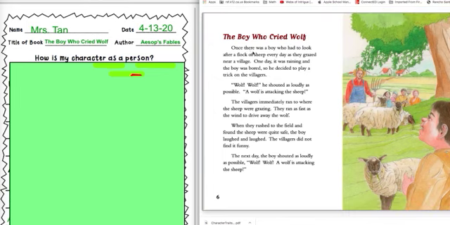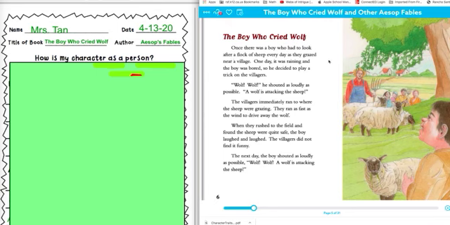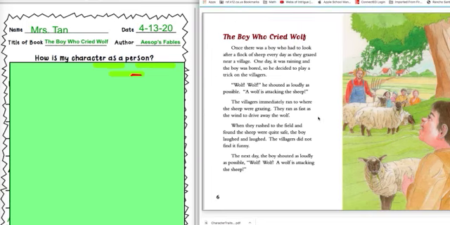Once there was a boy who had to look after a flock of sheep every day as they grazed near a village. One day, as it was raining and the boy was bored, he decided to play a trick on the villagers. "Woof, woof!" he shouted as loudly as possible. "A wolf is attacking the sheep!" The villagers immediately ran to where the sheep were grazing. They ran as fast as the wind to drive away the wolf. And when they rushed to the field and found the sheep were quite safe, the boy laughed and laughed. The villagers did not find it funny.